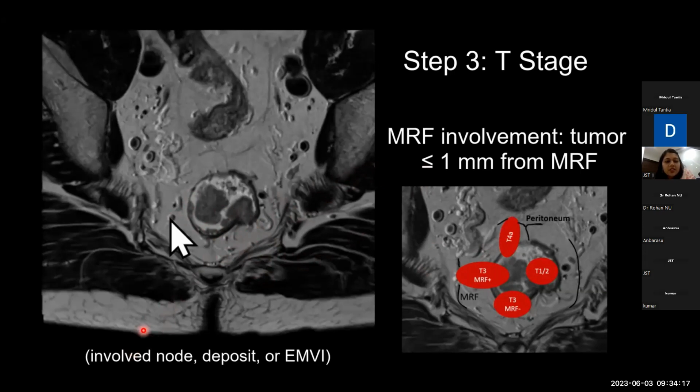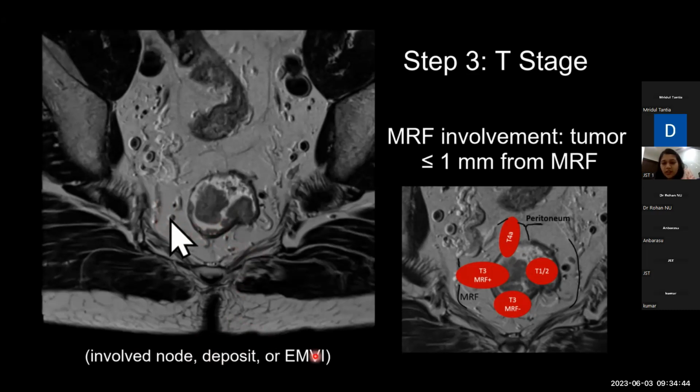This happens for the nodes, even for the deposits. We'll be studying about the nodes in the next slides. But even if a metastatic node or a suspicious metastatic node is sitting on the MRF, within 1 mm of the mesorectal fascia, it is an MRF positive disease. Although the prognosis for direct tumor invasion is worse than for the node or the deposit sitting on the MRF.